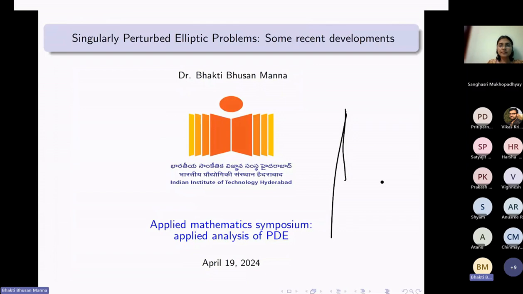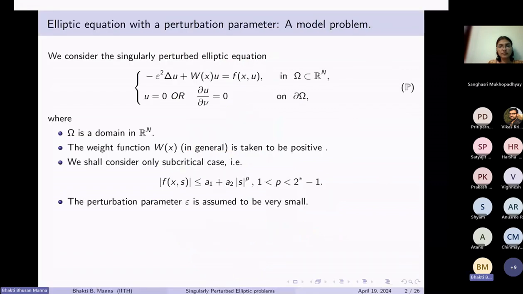So what I shall talk about today is some part of elliptic problem. There is a parameter which is very small involving the differential equation, and we shall take a nonlinear elliptic problem. So the problem is very simple of this type.